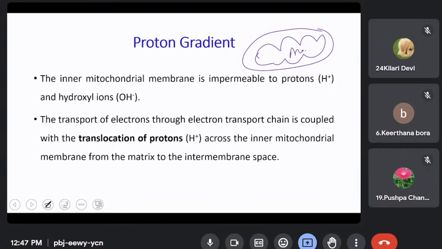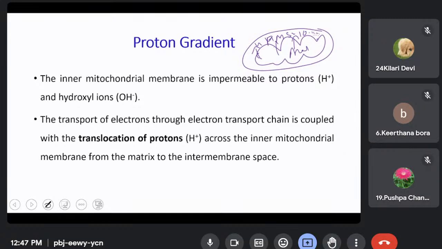This is the matrix. This is the perimitochondrial space or intermembrane space. What is happening? In step 1, step 2, step 3, 4 plus 4 plus 2, 10 protons are transported to the outside. We call it translocation. So what is happening now? Proton concentration increases in the perimitochondrial space.